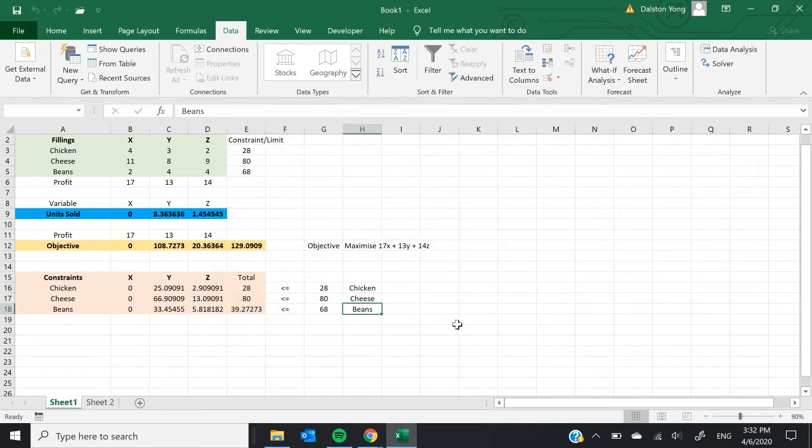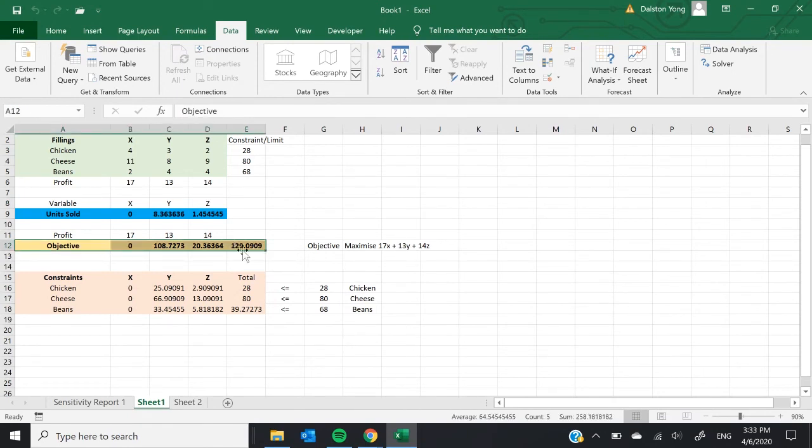Okay, so let's do it. You can see from here, right? Let's come back to here. Right here, units sold. Based on our objective, which is to make as much money as we want, and based on these constraints, Solver tells us that you should not make X sandwiches. You should make 8.36 of Y and 1.45 of Z. This will bring us to a profit of $129.